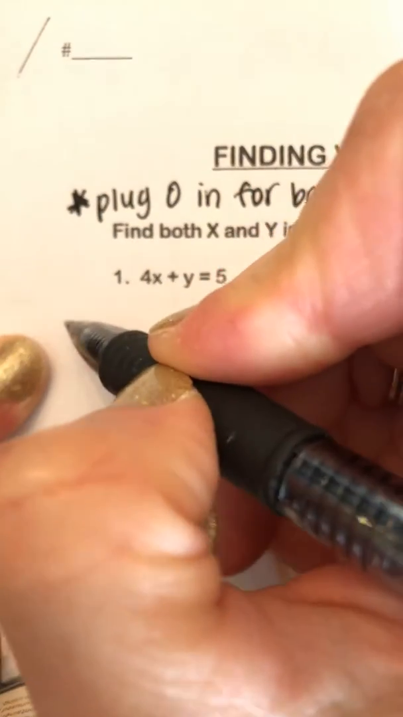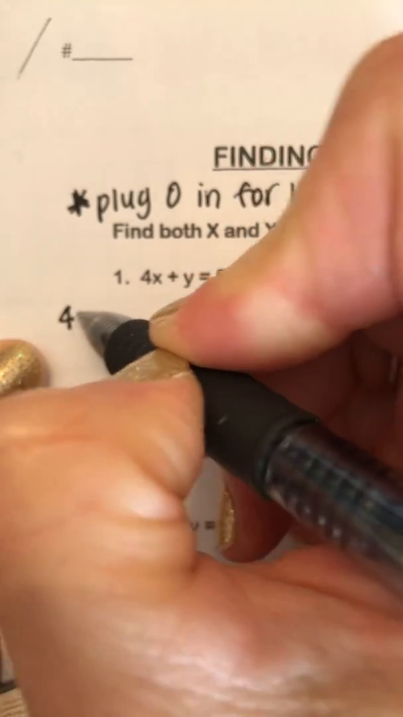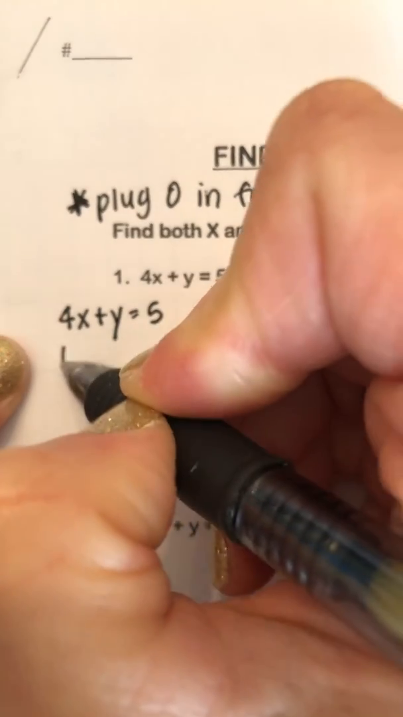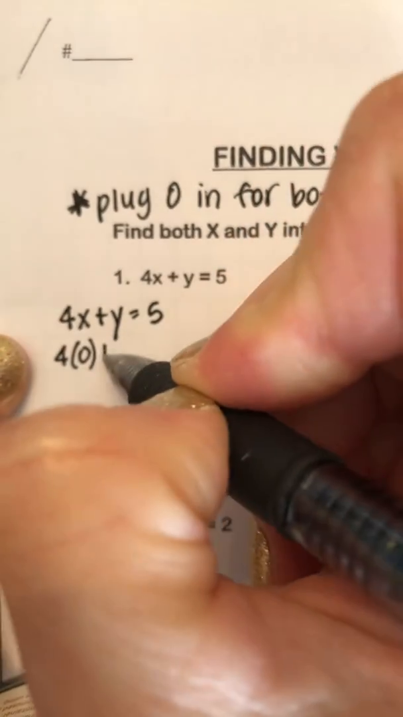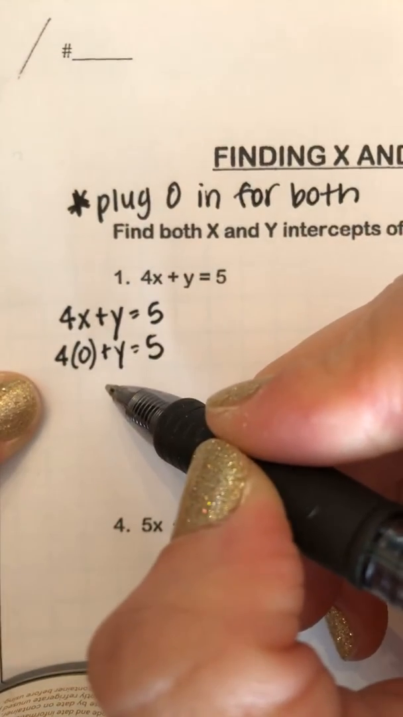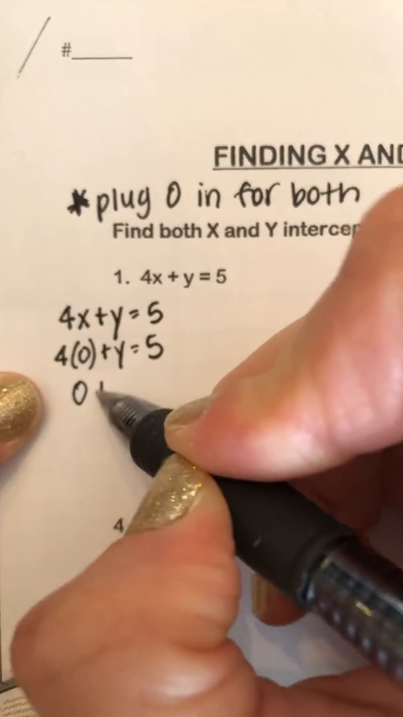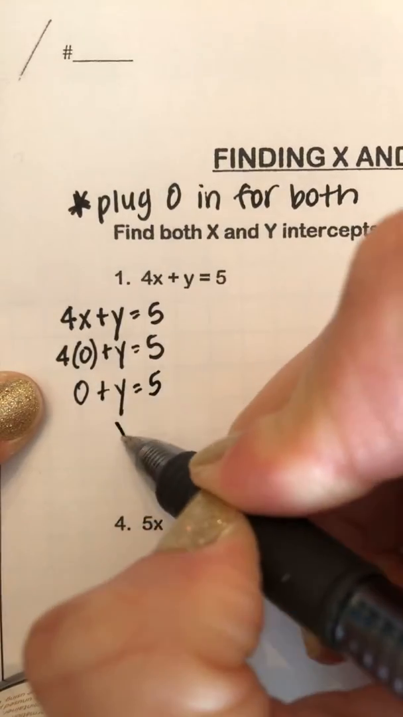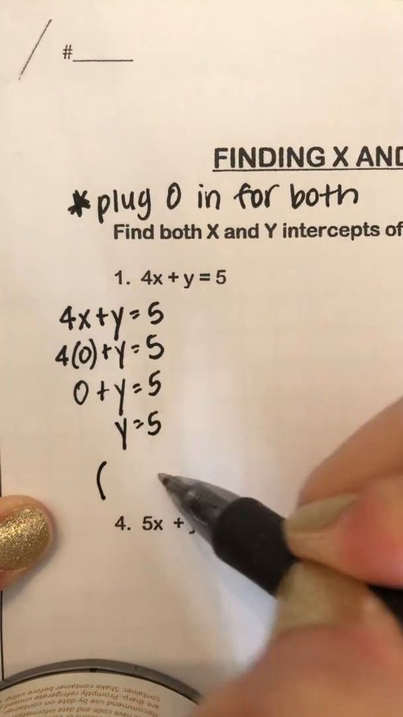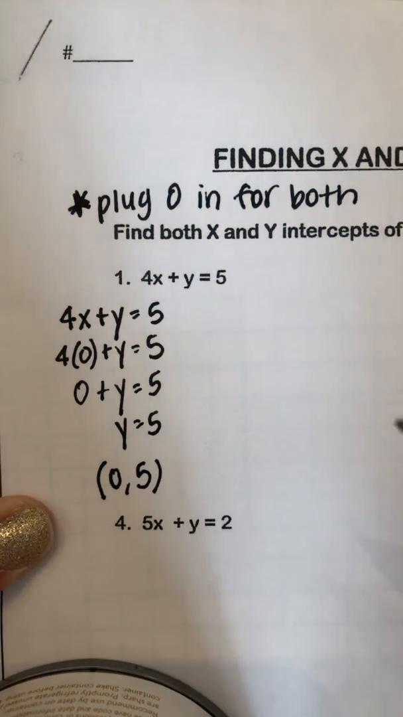So the first one, if we're trying to figure out the y-intercept, we'll rewrite the equation first, and then I'm going to plug in 0 for x. Okay, so you'll see that I just put a 0 in where the x was, and so 4 times 0 is 0, and so that just becomes 0 plus y equals 5, so y equals 5. So the y-intercept would be written like this. It'd be 0 for the x and 5 for the y.